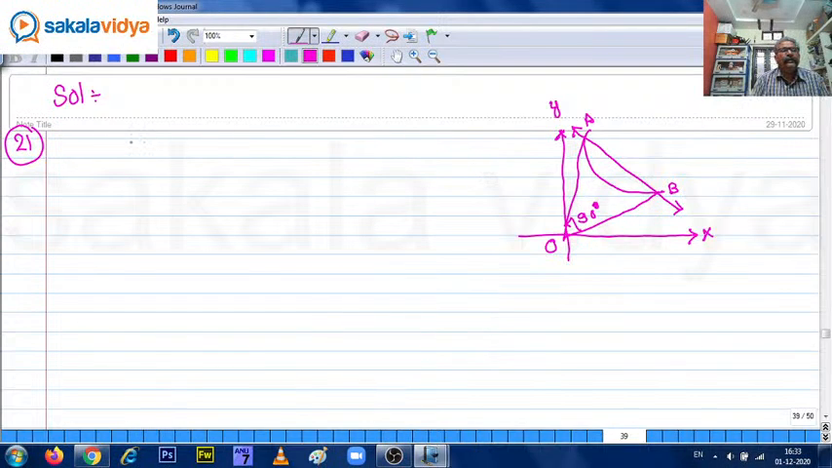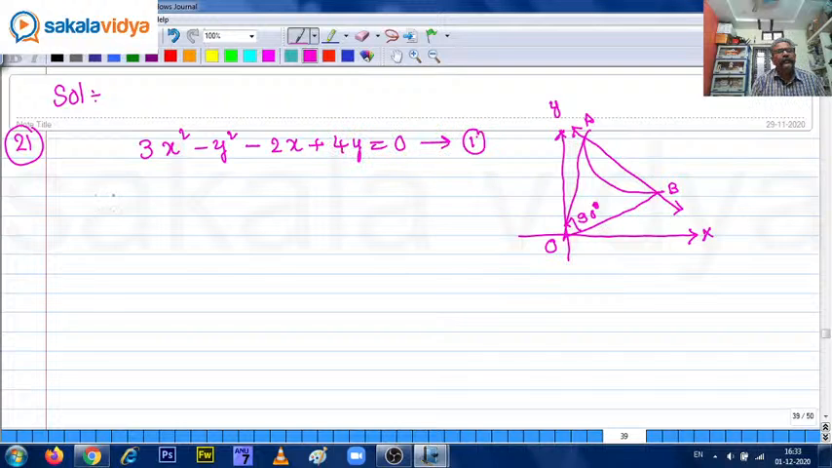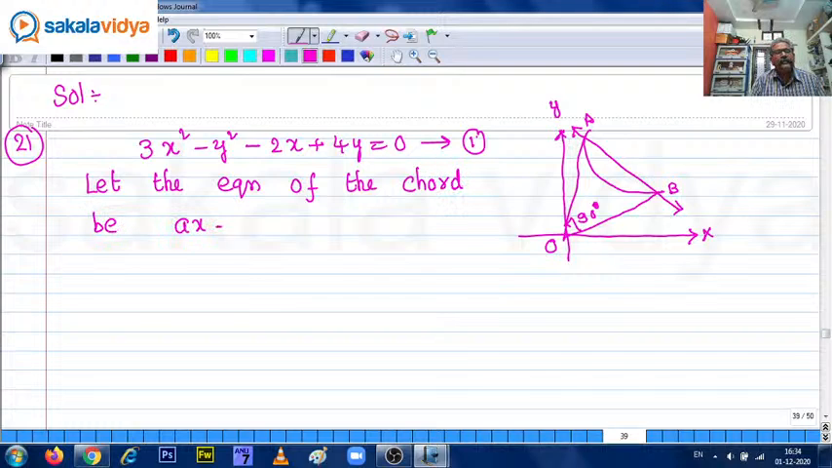So first of all, the equation of the curve is 3x square minus y square minus 2x plus 4y equal to 0. This is the equation of the curve. Let the equation of the chord be ax plus by equals to 1. Say equation 2. So now this equation 2 cuts the curve at 2 points A, B.